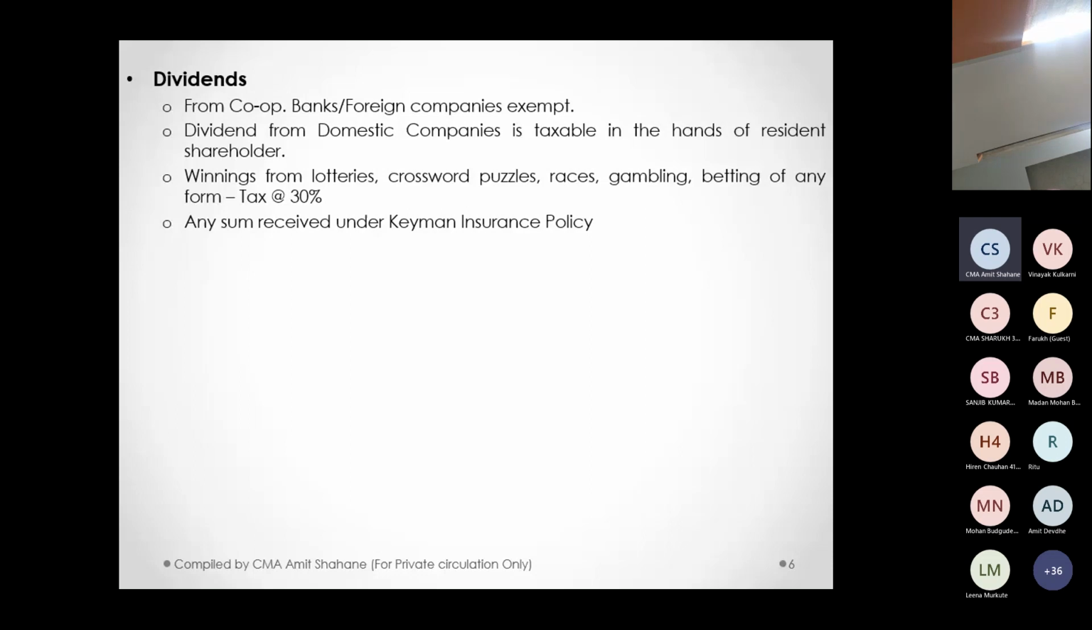Anyways, let's not go into what is wrong and what is correct. But just for your information, this has been a change. Otherwise, there are very few provisions wherein the wording is other than income. This is one of those provisions wherein instead of using the word income, the word used is winnings. So again, you'll have to be very careful while dealing with this.